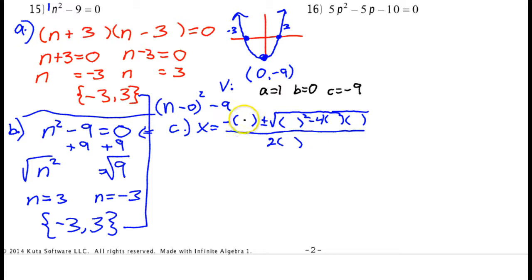So we can plug them all in. That's negative b plus or minus the square root of b squared minus 4ac, all over 2a. So we have 0. There's no negative 0. Just drop the negative. Plus or minus. This is your homework from last night. What does the discriminant equal?